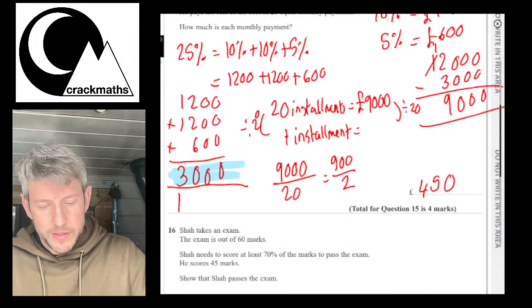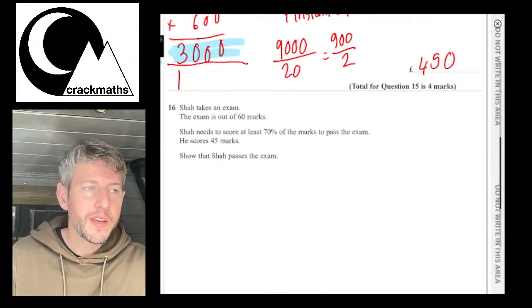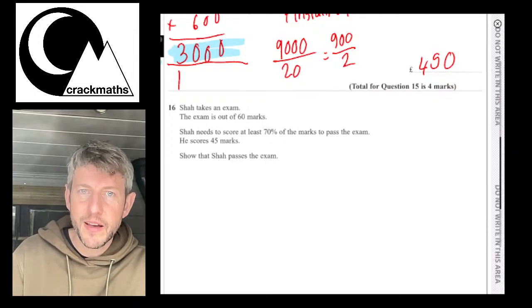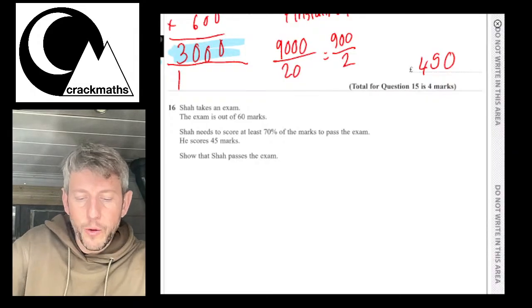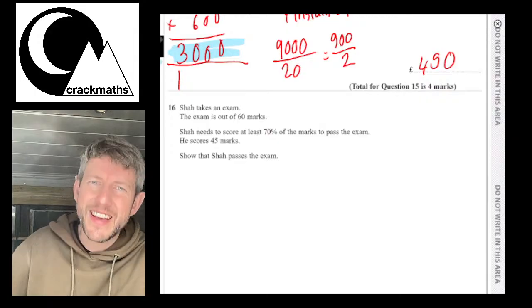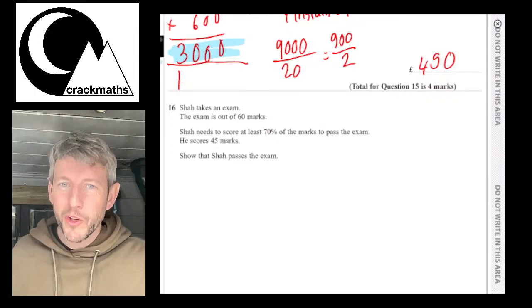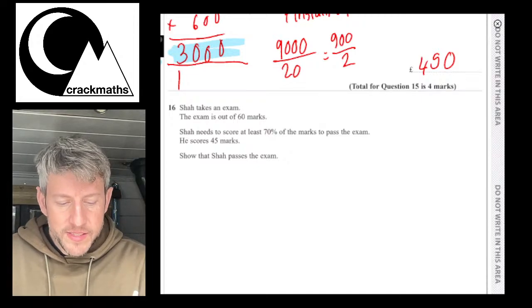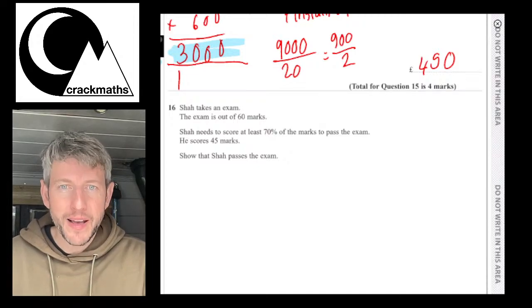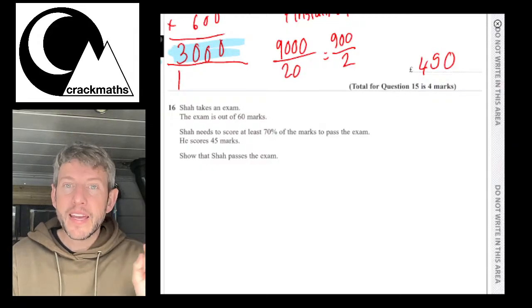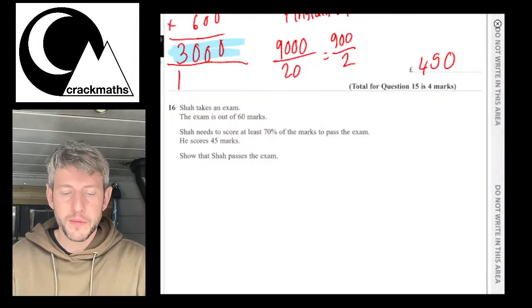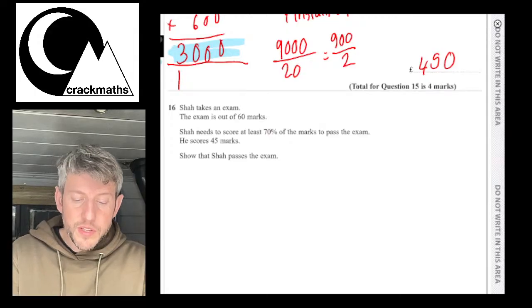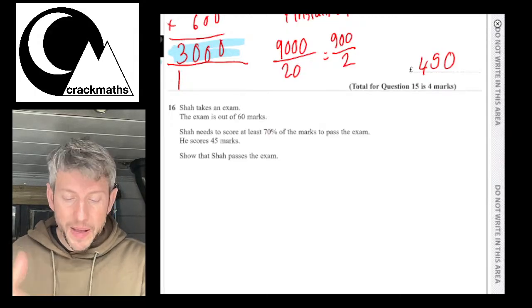Okay, right. Let's look at Shah. It says here that Shah takes an exam. The exam is out of 60 marks. Shah needs to score at least 70% of the marks to pass the exam. He scores 45 marks. Shah wants to show that he passes the exam.